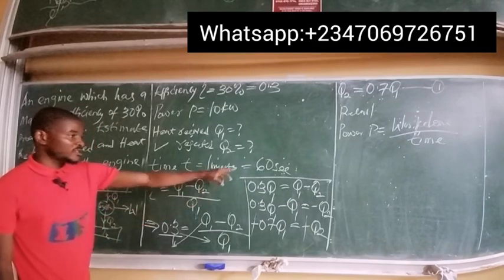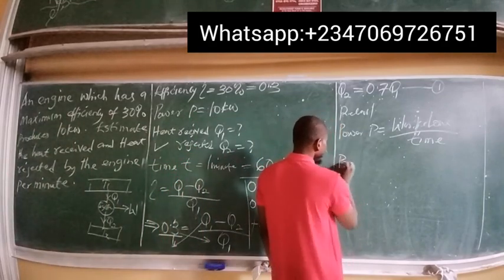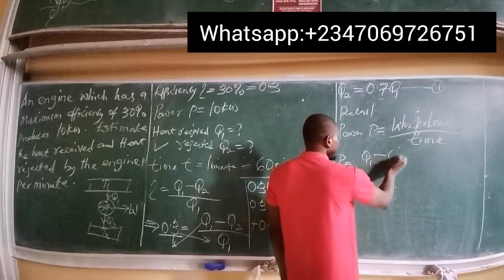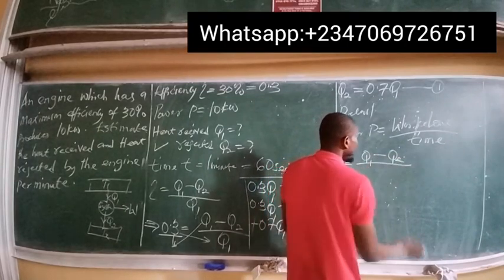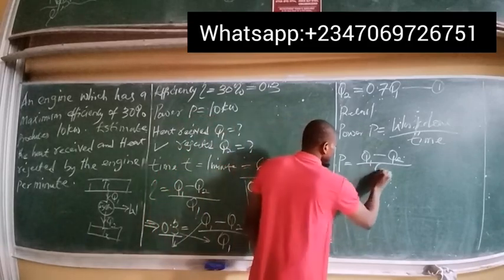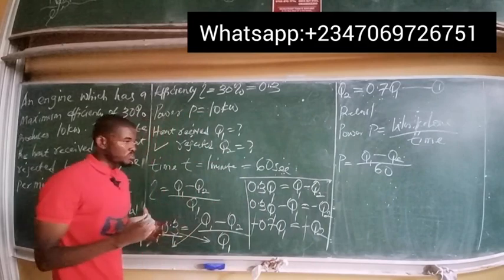The time was given as 60 seconds. So it actually means here that P, which is power, is, in place of work done, we have Q1 minus Q2 all over the time given, which was 60 seconds, so simply all over 60. This gives us the work done, and this gives us the power.